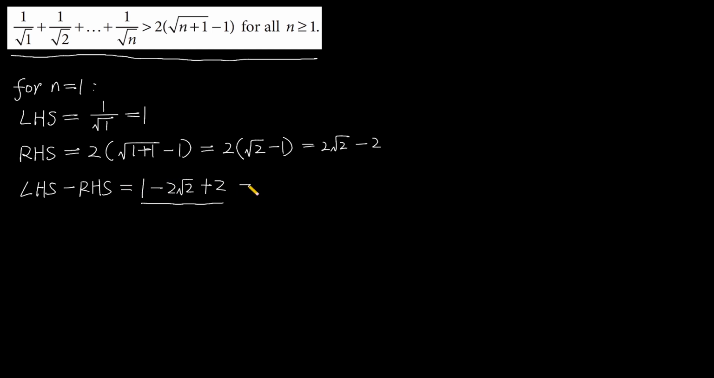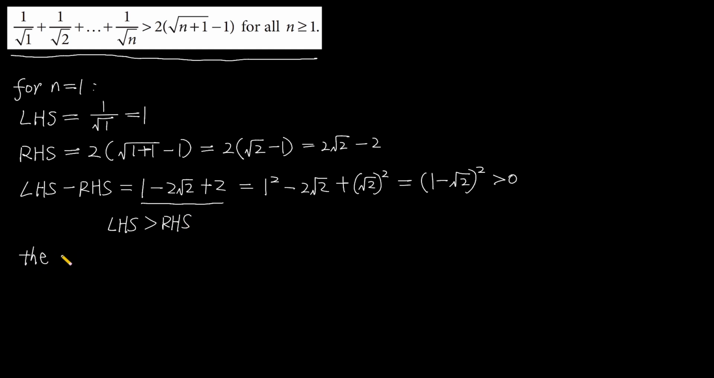And this equals 1 square minus 2 multiply square root of 2 plus square root of 2 square. And this equals 1 minus square root of 2, squared. And we know this is larger than 0. That means left-hand side minus right-hand side is larger than 0. Then the left-hand side is larger than the right-hand side.